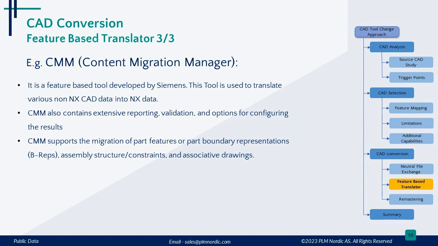Talking about one such translation tool, CMM. It is a feature-based tool developed by Siemens. This tool is used to translate various non-NX CAD data into NX data. CMM also contains extensive reporting, validation, and options for configuring the results. CMM supports the migration of part features or part boundary representations, assembly structure or constraints, and associated drawings.